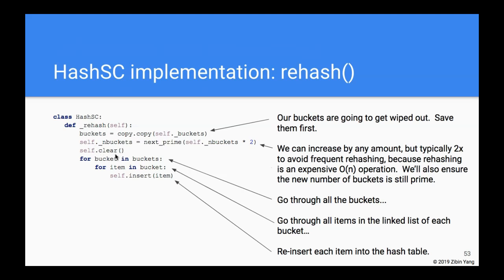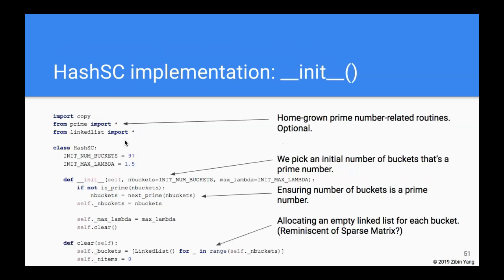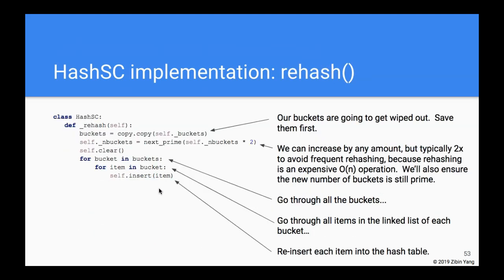Then we do the clear. Remember that what happens in the clear is we reallocate the entire array of buckets. After that, we go through all the buckets in our copy, and we walk through each bucket, which is a linked list, remember that. Then we take each of the items in the linked list and just reinsert them into the hash table itself.